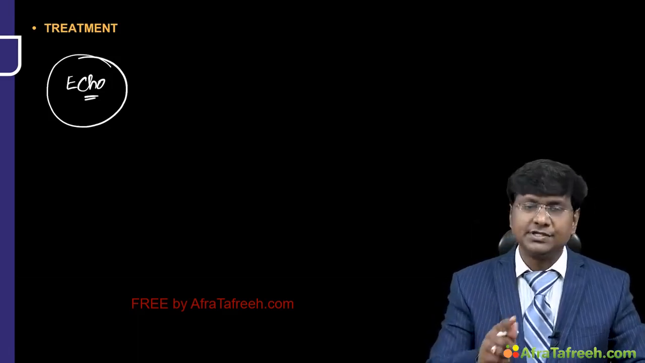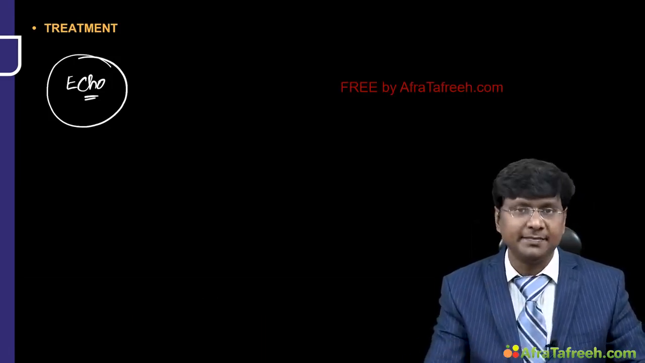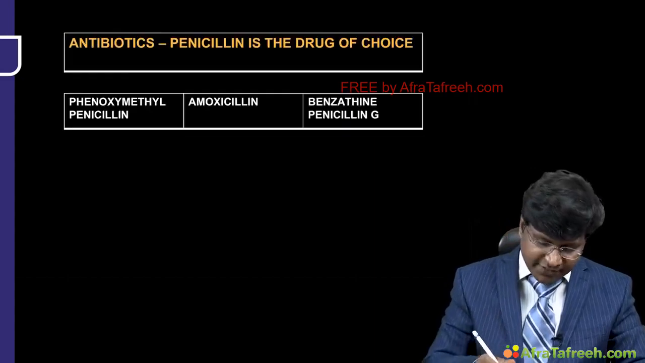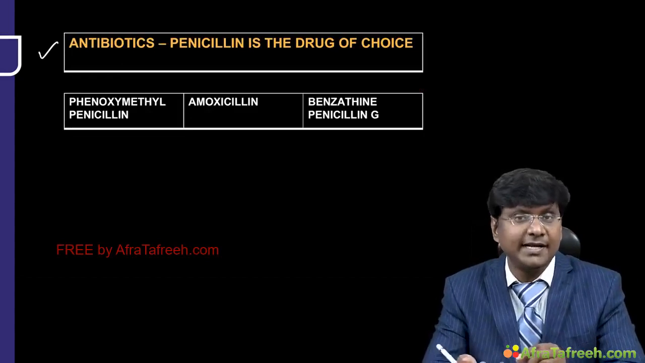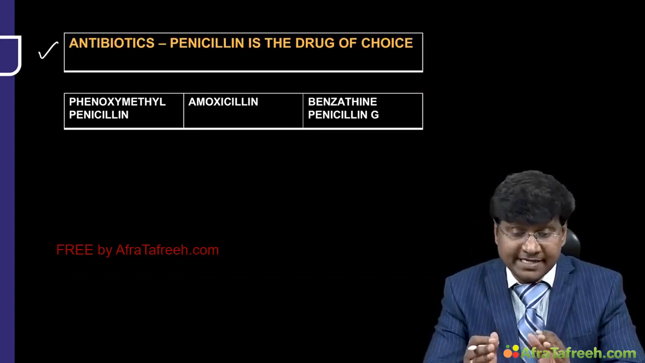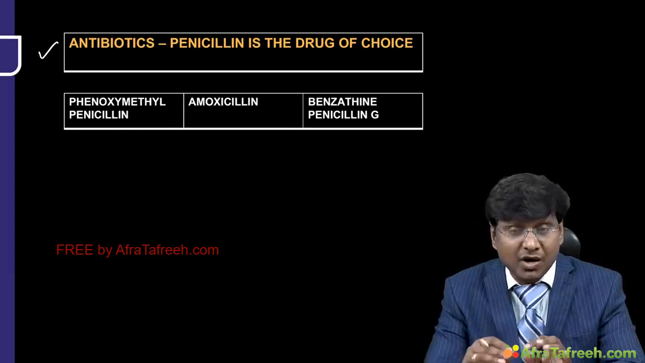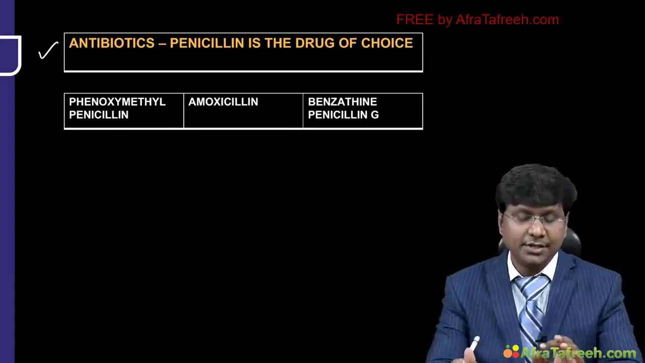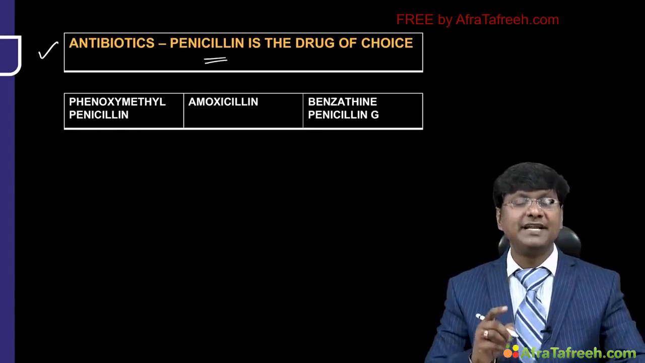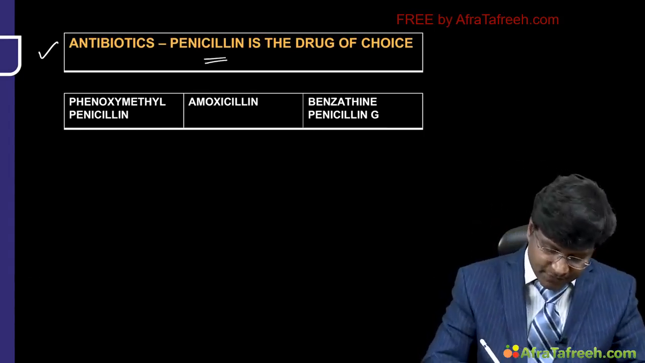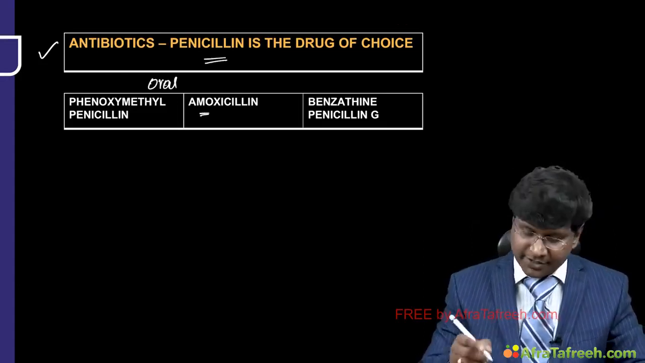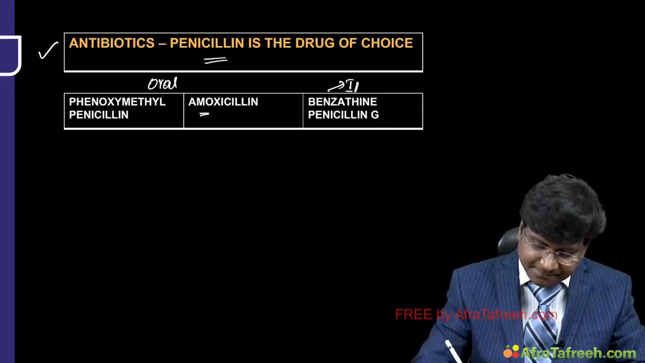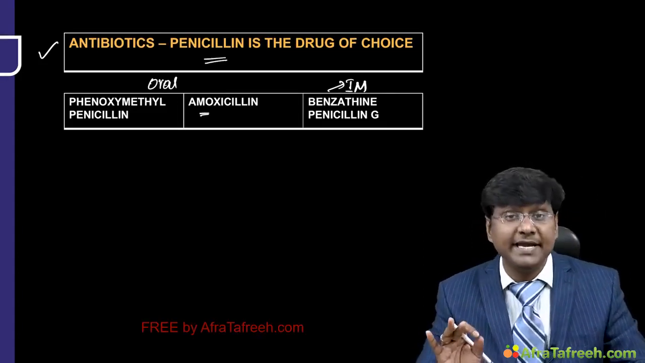And as such, there is no specific therapy for rheumatic heart disease. It is only symptomatic treatment for acute rheumatic fever. So first and foremost, very important is antibiotics, because rheumatic heart disease or acute rheumatic fever is a recurrent inflammatory disorder. Because it's recurrent, you need to give antibiotics. Now, which antibiotic is the drug of choice? Penicillin is the drug of choice, out of which phenoxymethylpenicillin and amoxicillin are the oral formulations, whereas benzathine penicillin should be given deep intramuscular.